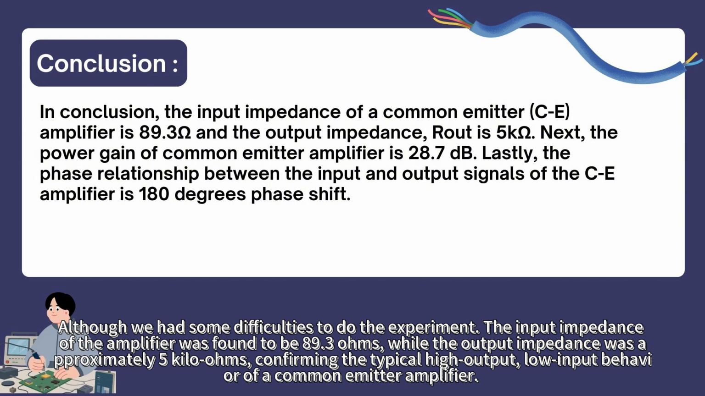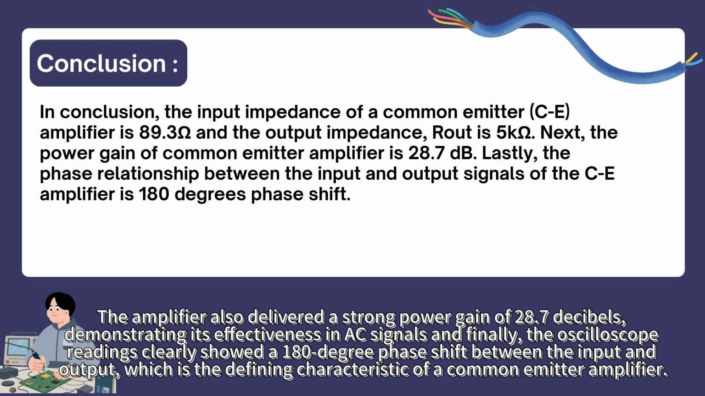The input impedance of the amplifier was found to be 89.3 ohms, while the output impedance was approximately 5 kilo ohms, confirming the typical high output and low input impedance behavior of a common emitter amplifier. The amplifier also delivered a strong power gain of 38.7 decibels, demonstrating its effectiveness for AC signals. And finally, the oscilloscope readings clearly show a 180 degree phase shift between the input and output, which is the defining characteristic of a common emitter amplifier.